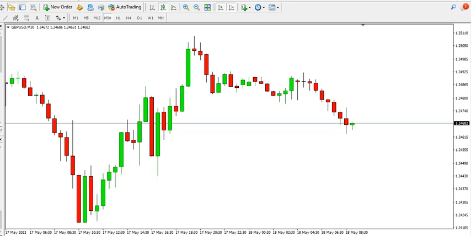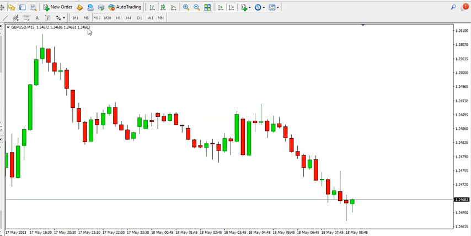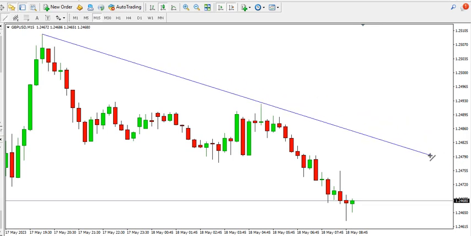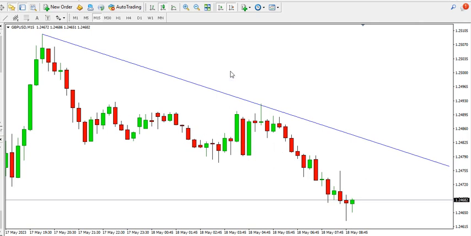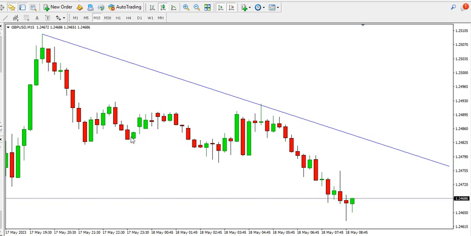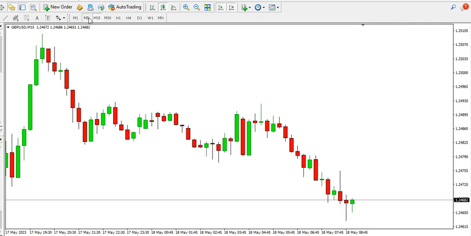Now let's look at the 15 minutes time frame. On the 15 minutes time frame, it's quite bearish because of the descending trend line, and price is going down. The bears are in charge. The bears are in control, with a little resistance from the bulls, but price continues to go down. So look for selling opportunities on the 15 minutes time frame.